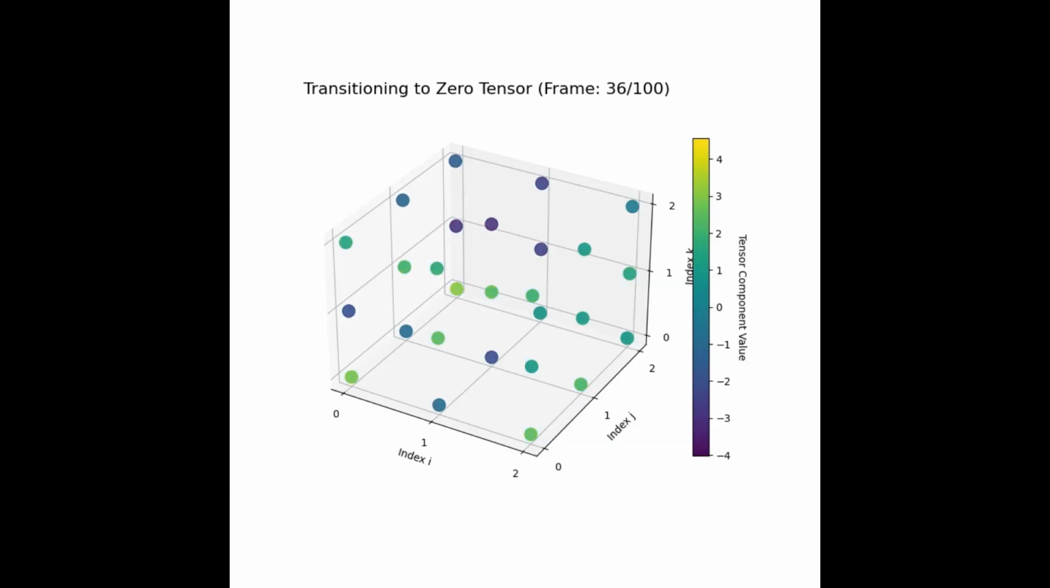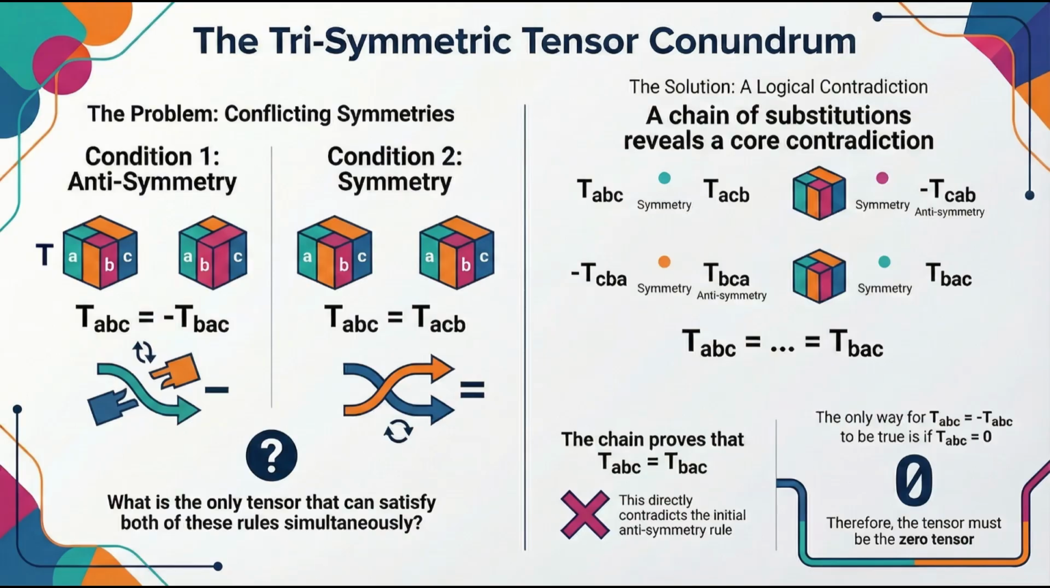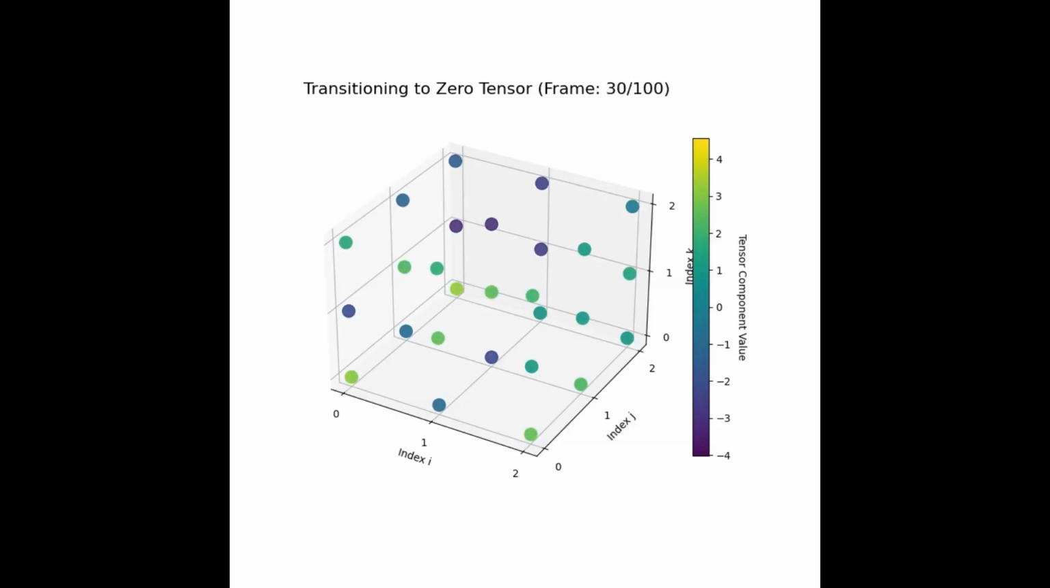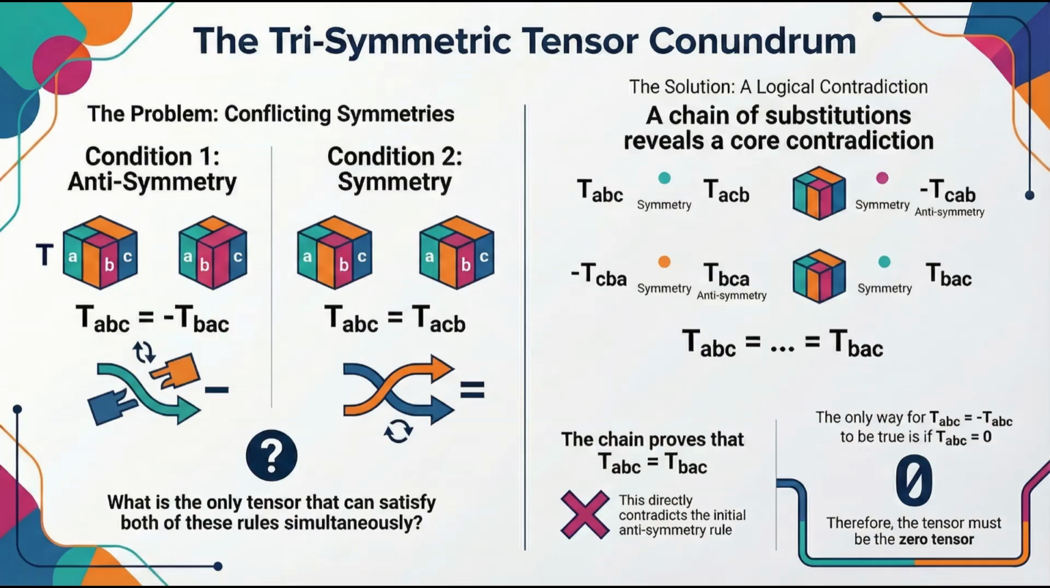And finally, this is how we link the theory to what we can observe. See, a non-zero tensor would look visually rich on that plot. You'd see points of all different colors representing all the different values. But the zero tensor, the one the math forces into existence, well, it's visually uniform.